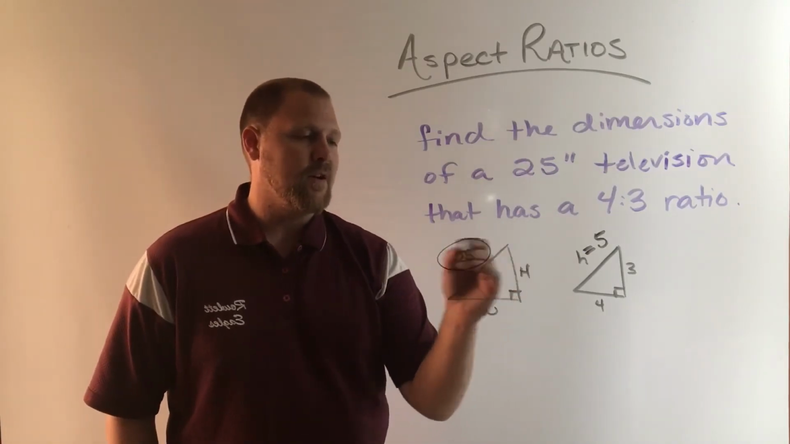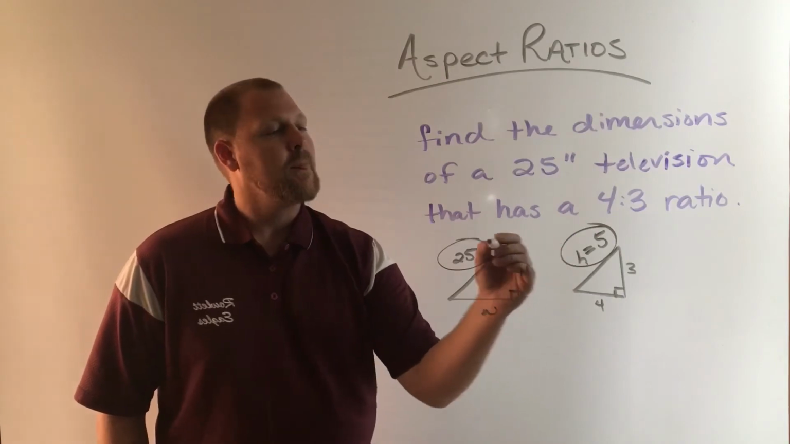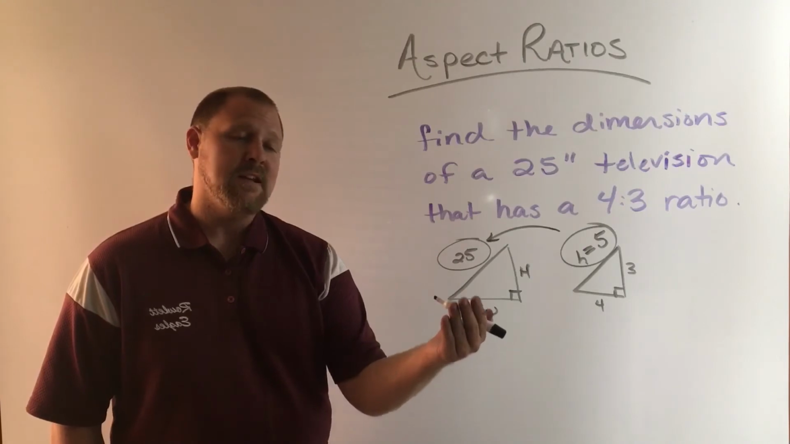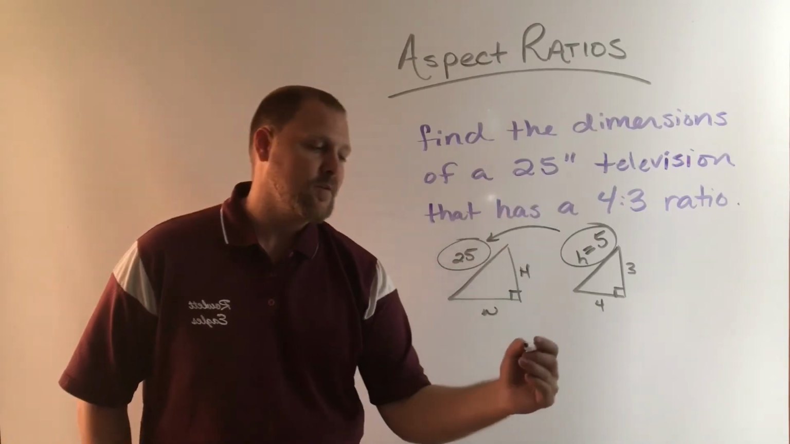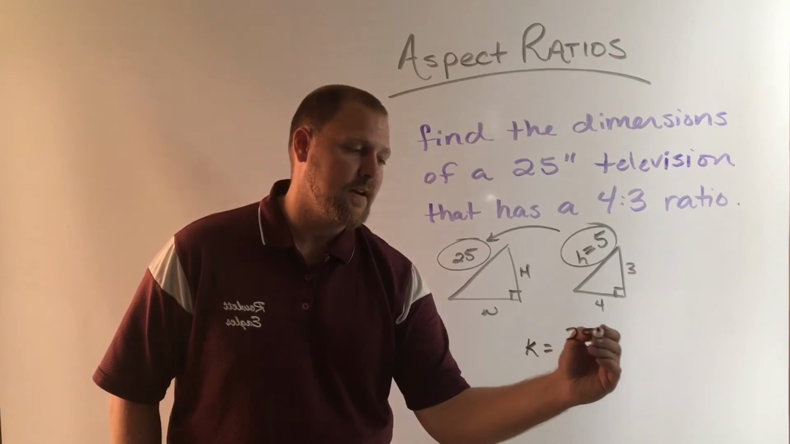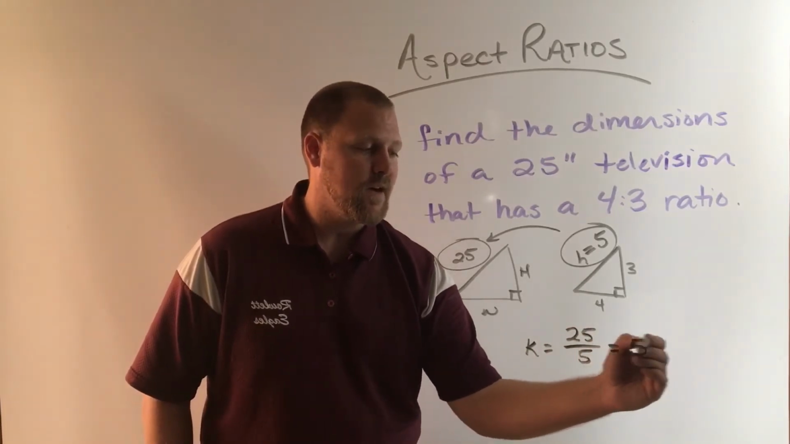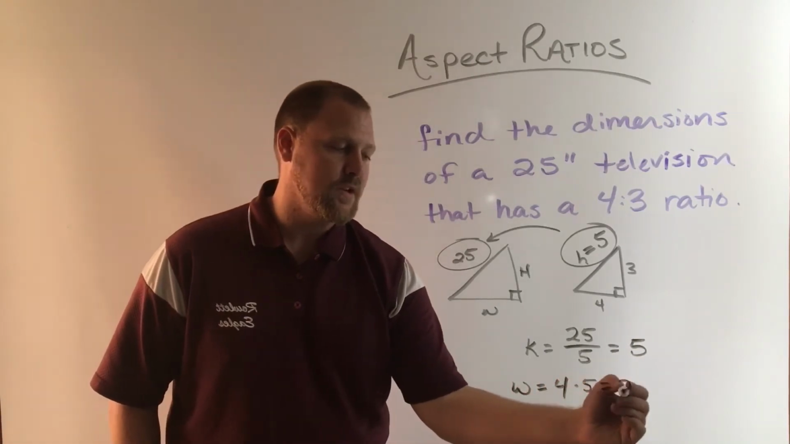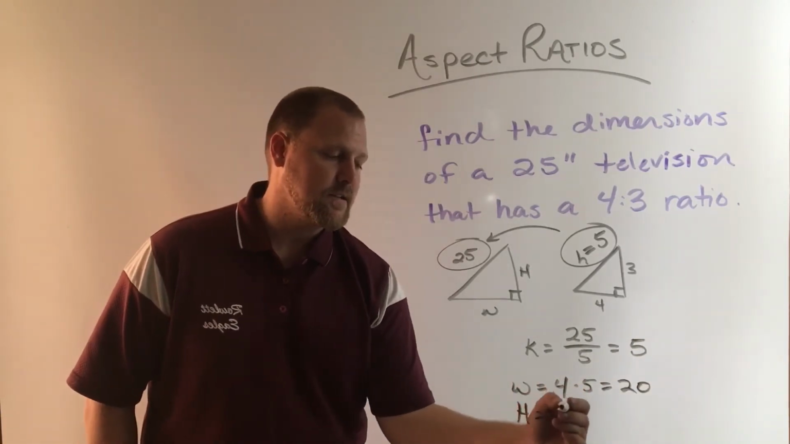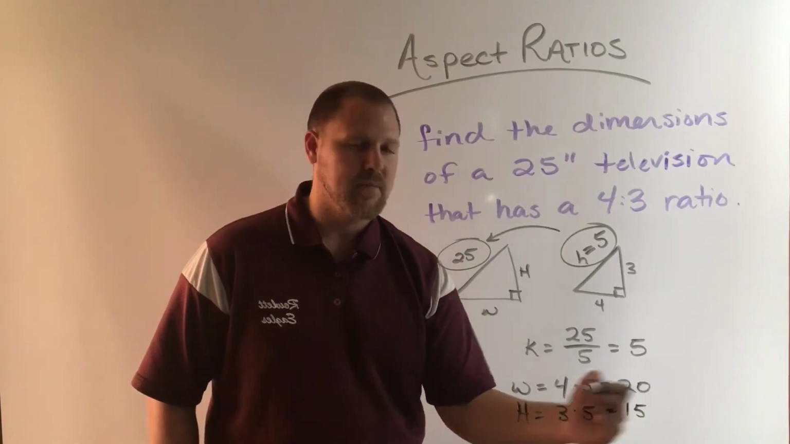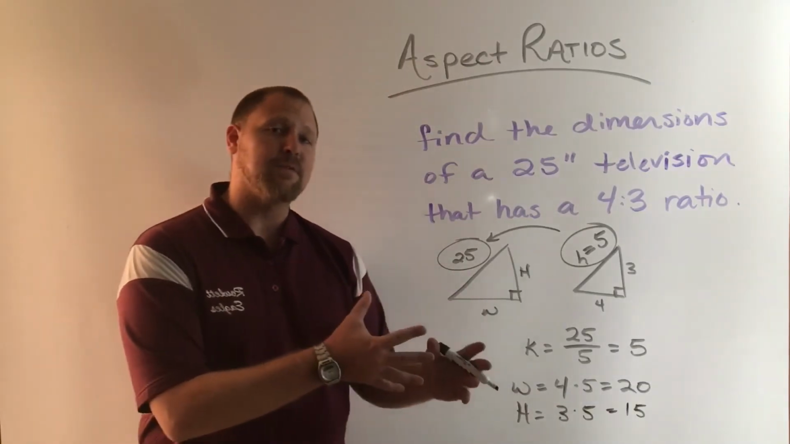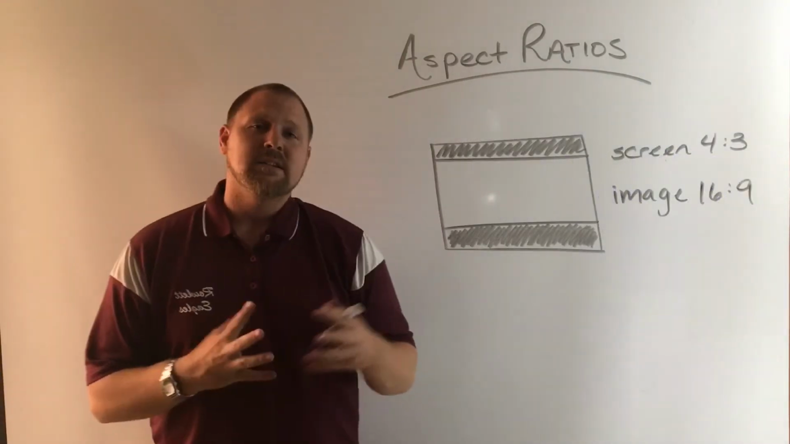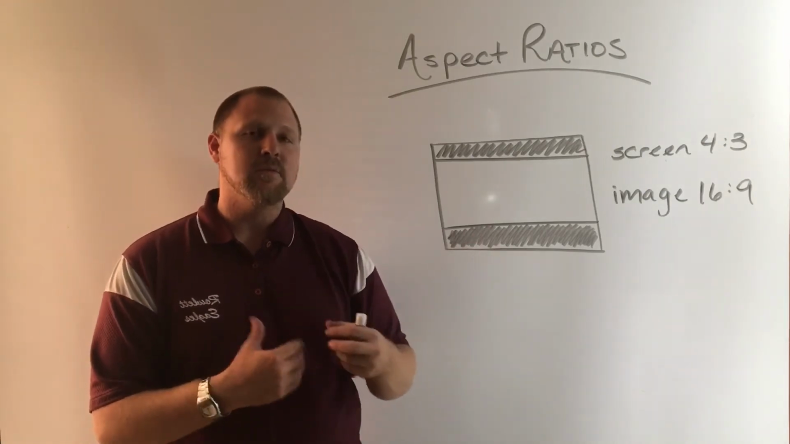Well, then we got to figure out what number do we multiply by to get 25 to match the diagonal or the hypotenuse of the actual size television. Well, here K is equal to 25 divided by 5, which is 5. My width is 4 times 5, which is 20, and my height is 3 times 5, which is 15. And so that allows you to use similar figures to get your scale factor, or Pythagorean theorem to get your scale factor.